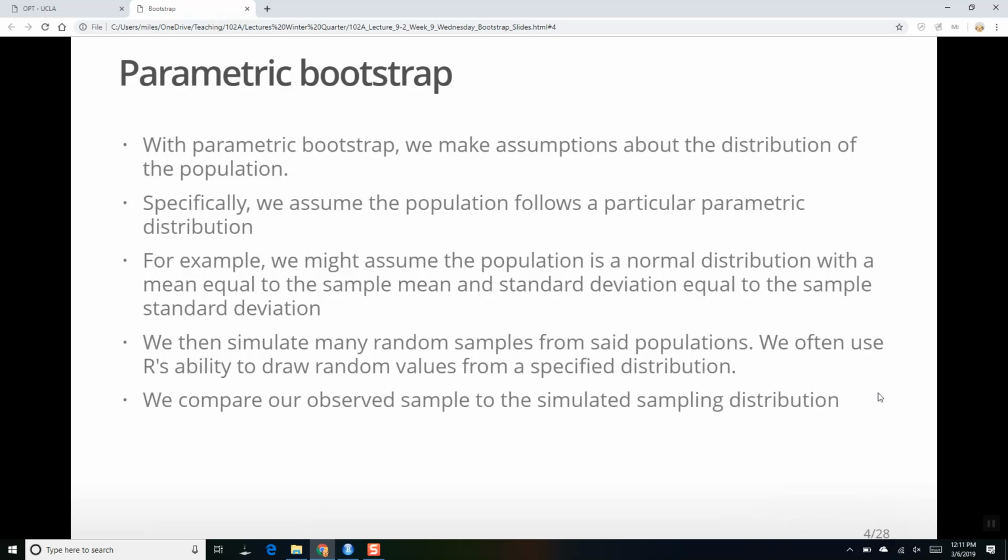So anyway, that's what we do with the parametric bootstrap. You assume that in this situation, this parametric distribution applies. I don't know why I'm getting all this static here.